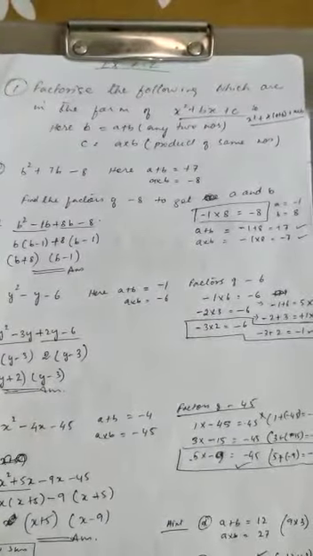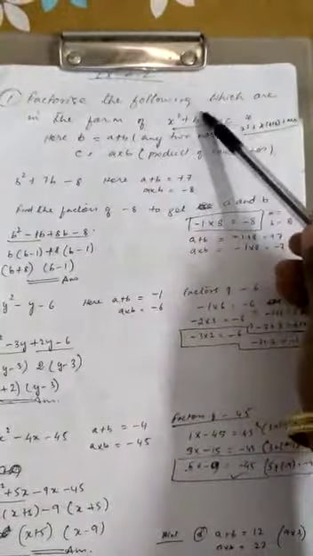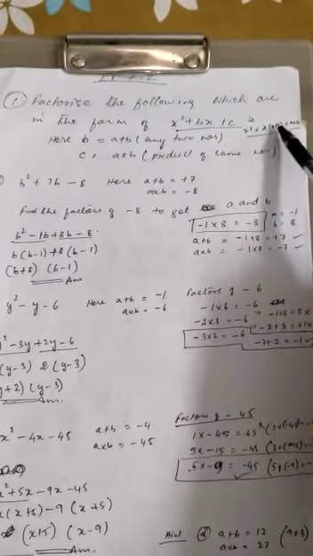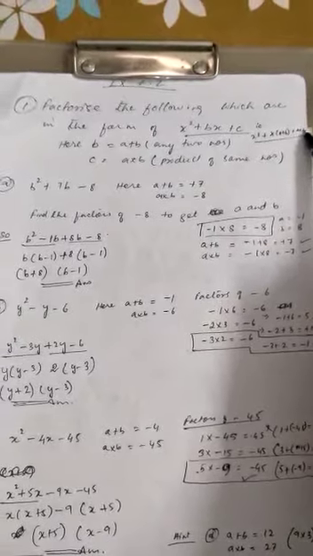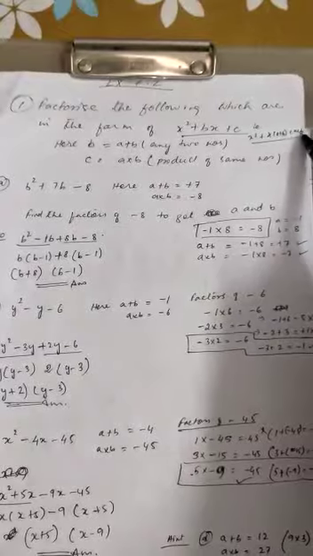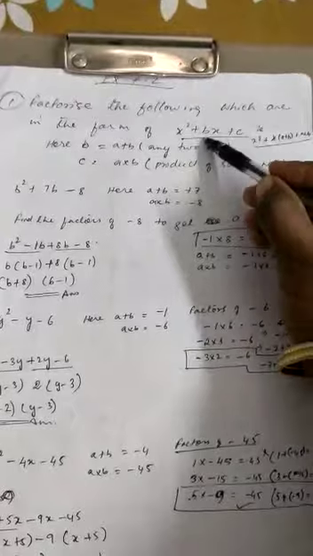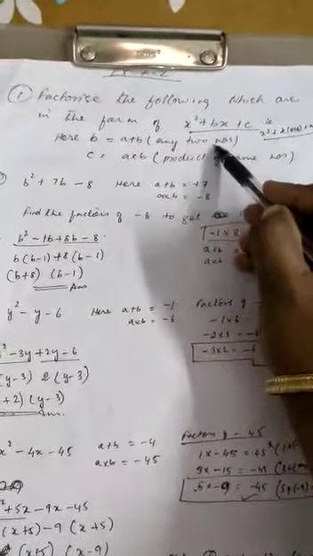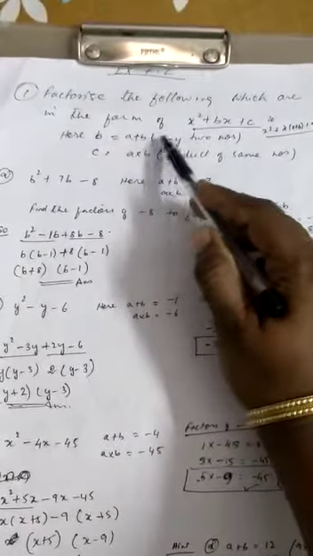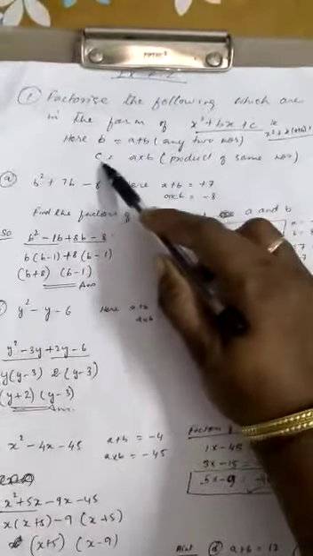Here we do 7.2. Factorize the following, which are in the form of x square plus bx plus c. This is nothing but the fourth identity, that is x square plus x into a plus b plus a into b. So here b, in this form, will become a plus b, any two numbers, and c, that is the third term, will be a into b. Whatever two numbers we got as sum, the same numbers should have the product as c.